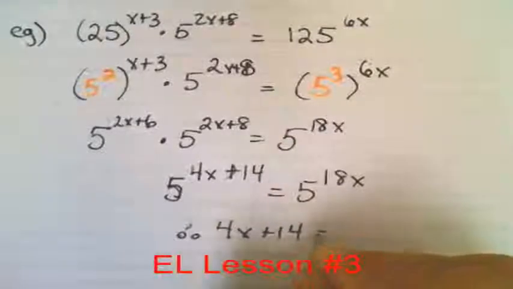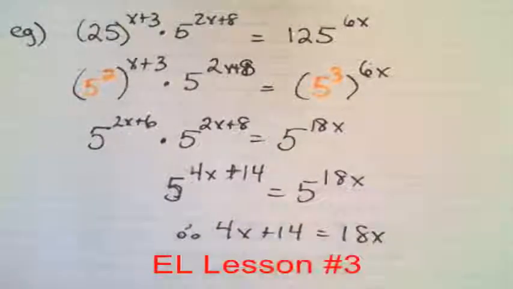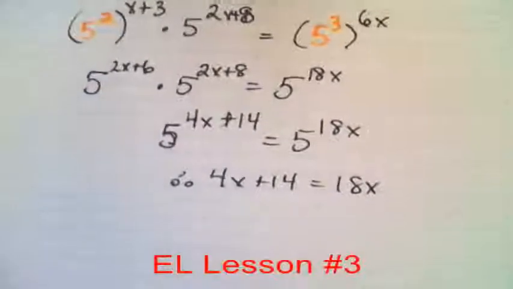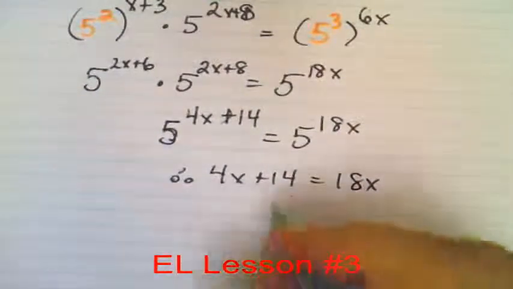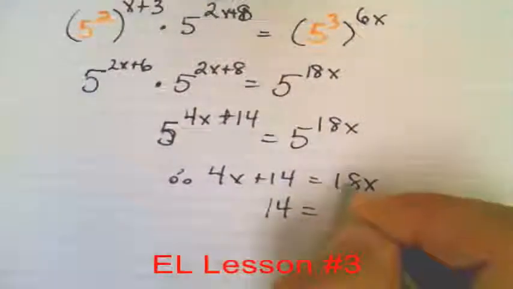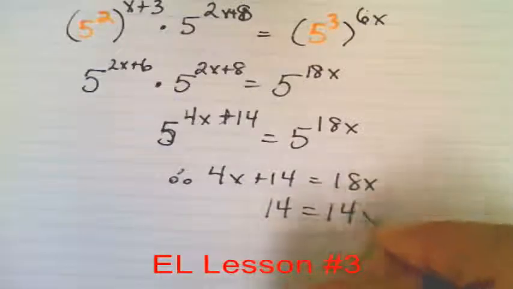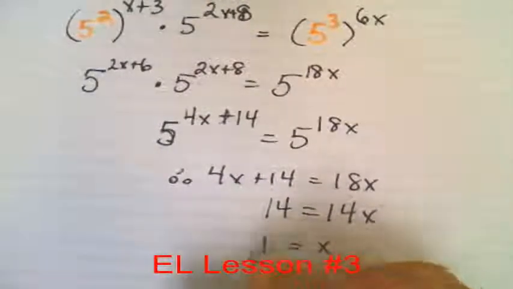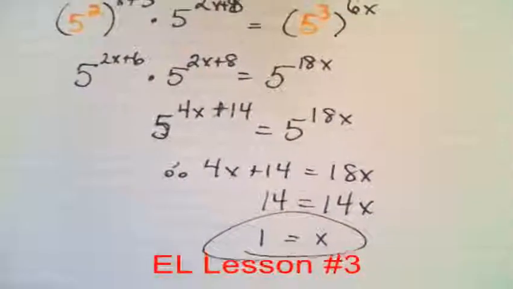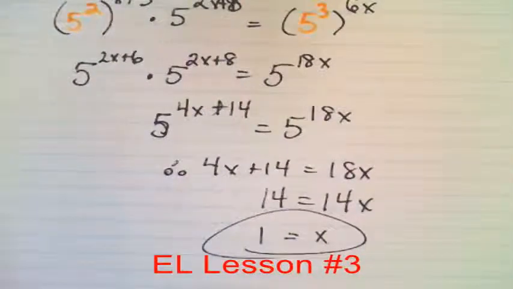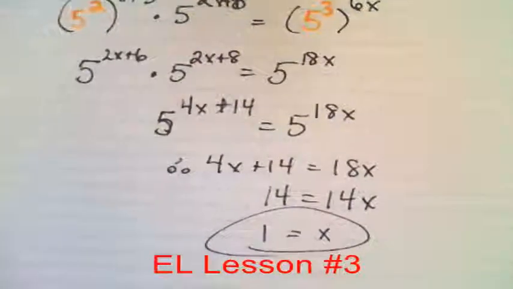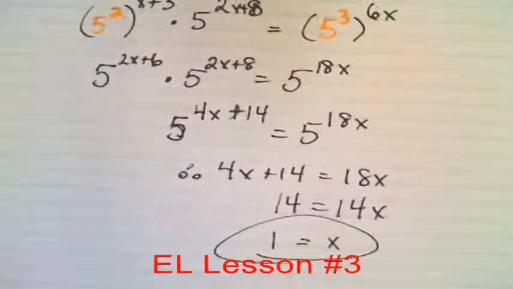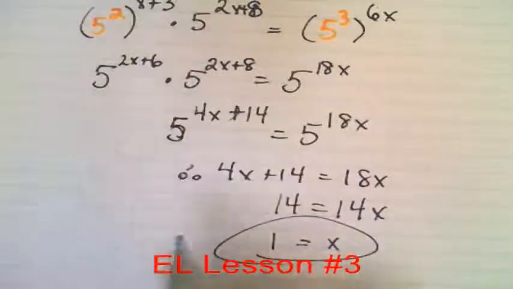Now that I've got a single exponent on each side, I can ignore the bases. So I'm going to get 4x plus 14 equals 18x. Using algebra, I solve. I'm going to take this 4x and move it over. So I'm going to get 14 on the left. 18 minus 4 is 14x. Divide by 14, I'm going to get x equals 1. There's my solution. That's all that's going on here.